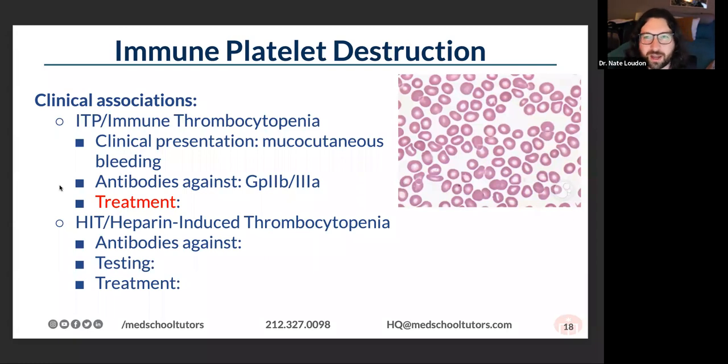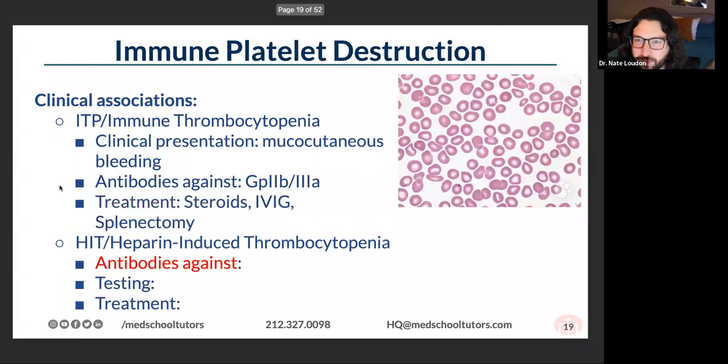This treatment is so high yield, I've seen it in a bazillion questions over the course of my med school education. So do you guys know what the treatment is? Okay, yep. So rituximab is an option, but the first move is going to be glucocorticoids. And then the thing that for some reason they love to ask about is IVIG. They like you to know that the first thing you do is glucocorticoids. If that doesn't work, we move to IVIG. And if that doesn't work, then we move to splenectomy.